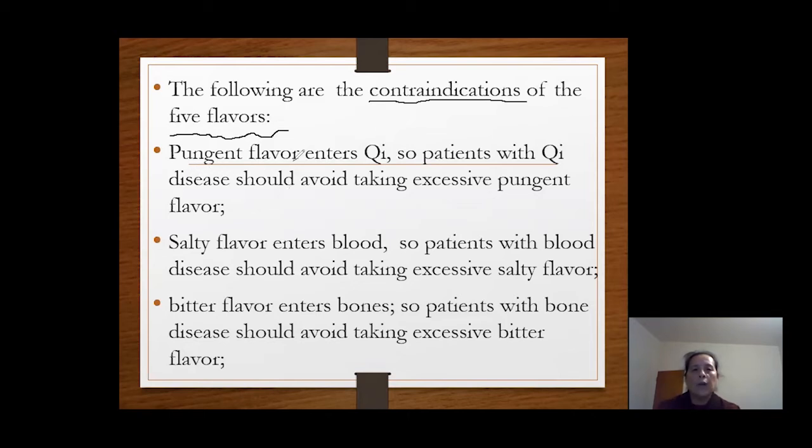So pungent flavor especially goes to qi. It makes qi move more. So if a patient has a qi disorder, basically we're talking about qi deficiency here. We are not talking about qi excess or qi stagnation. So basically pungent makes qi move faster and more.